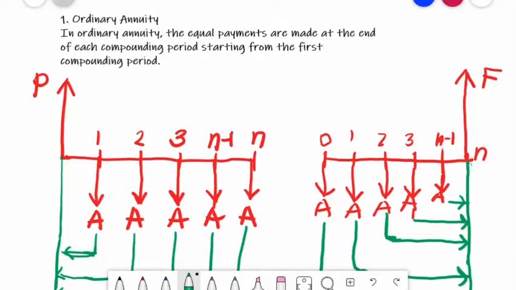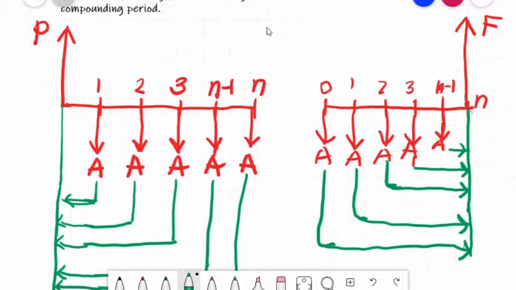So, first type is the ordinary annuity. In ordinary annuity, the equal payments are made at the end of each compounding period starting from the first compounding period. So here is the cash flow diagram of the present and the future ordinary annuity. This one is the cash flow diagram to find P given the annuity. So these are the annuity. Equal payments siya, from year 1 to year N. Okay? So, etong P yung ginawang focal date.